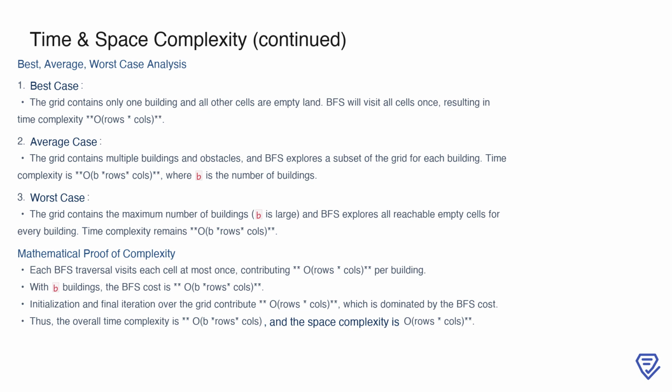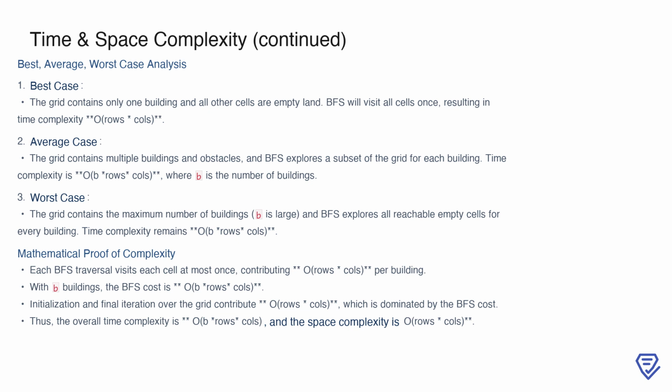Here, BFS will visit all cells just once, leading to a time complexity of O(rows * cols). In the average case, the grid contains multiple buildings and obstacles. For each building, BFS explores a subset of the grid, giving us a time complexity of O(B * rows * cols), where B is the number of buildings.